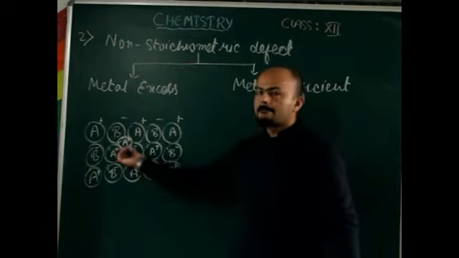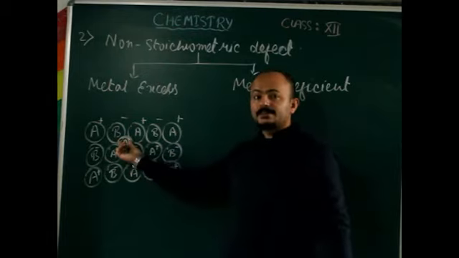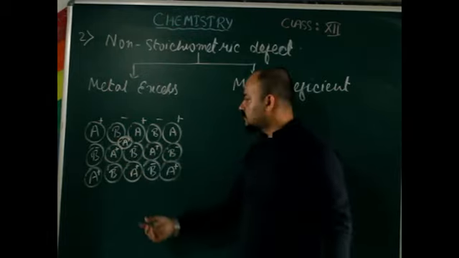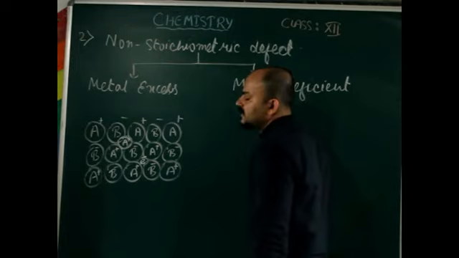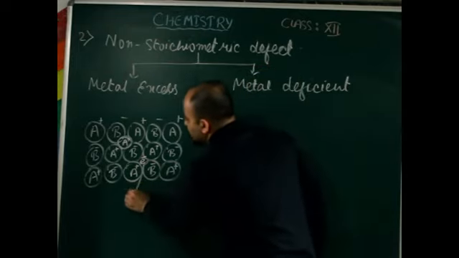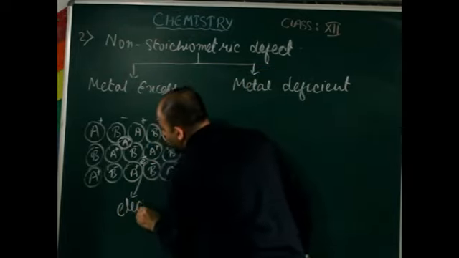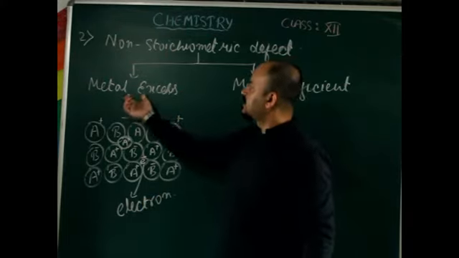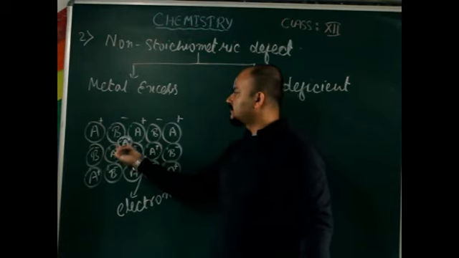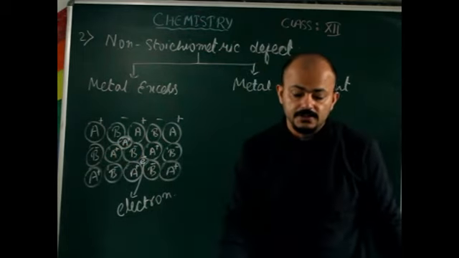Now to neutralize this A positive, there has to be some electron coming and occupying some nearby interstitial site. Now this is the electron. Now when this defect is there, then that is known as what? Metal excess defect. Why metal excess? Because you have one extra cation placed over here.